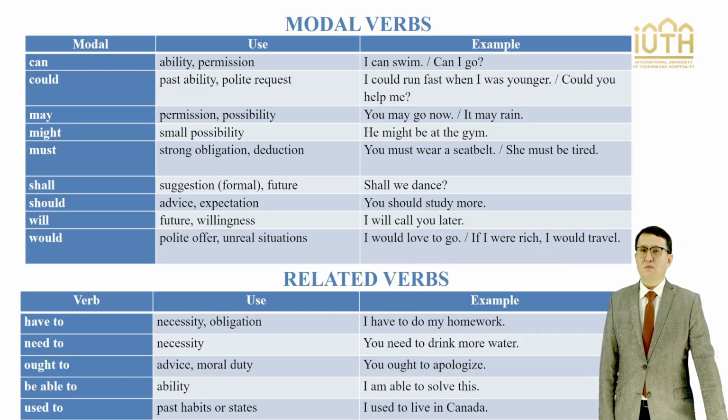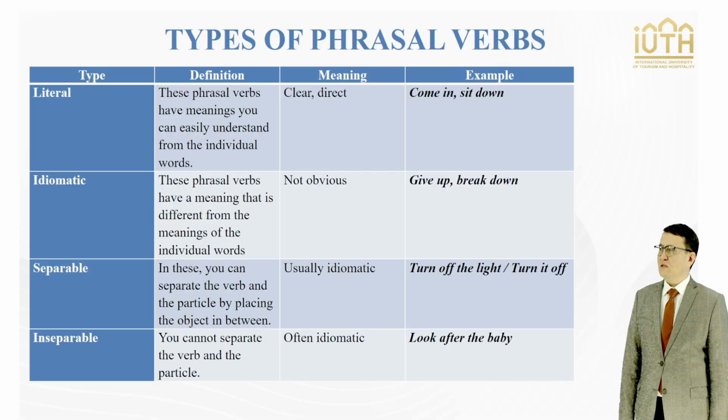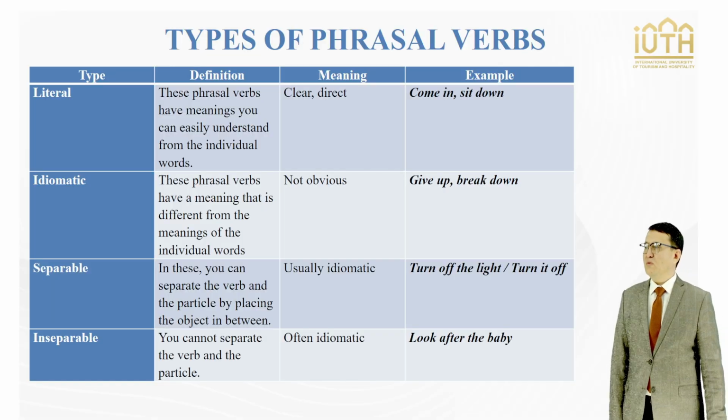Okay, let's break down the types of phrasal verbs with clear definitions and examples, focusing on the 4 key types: literal, idiomatic, separable, and inseparable. The first one, literal phrasal verbs. So these phrasal verbs have meaning you can easily understand from the individual words. So the next one, idiomatic phrasal verbs have a meaning that is different from the meanings of the individual words.